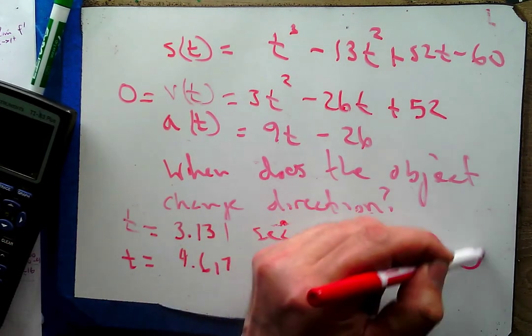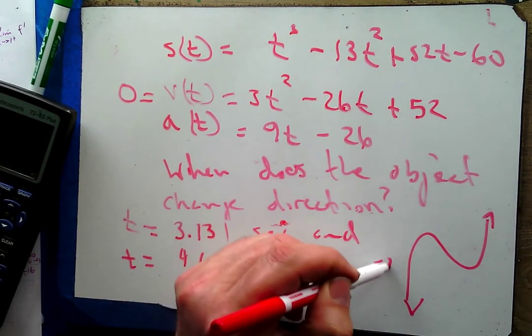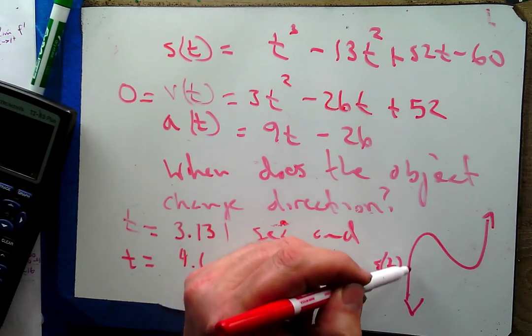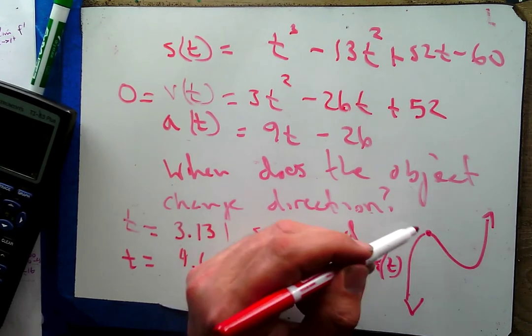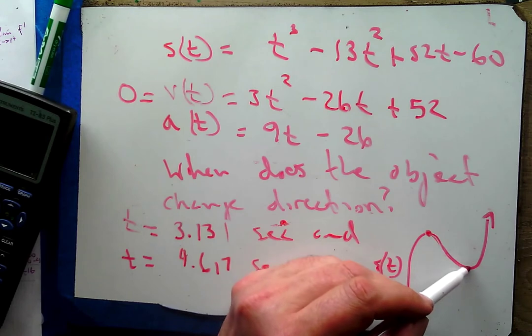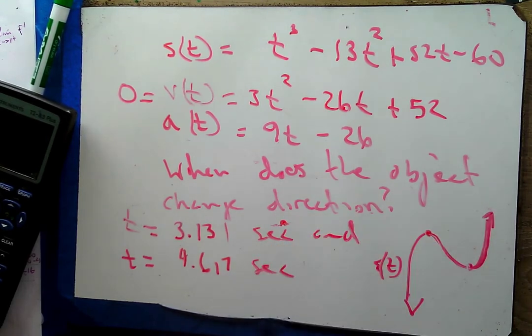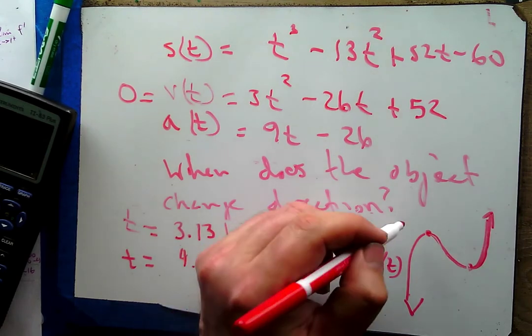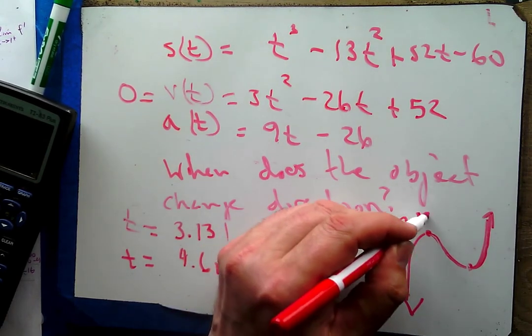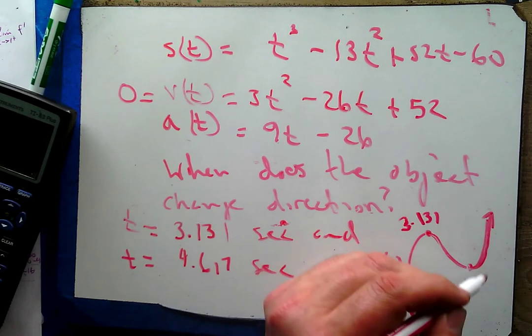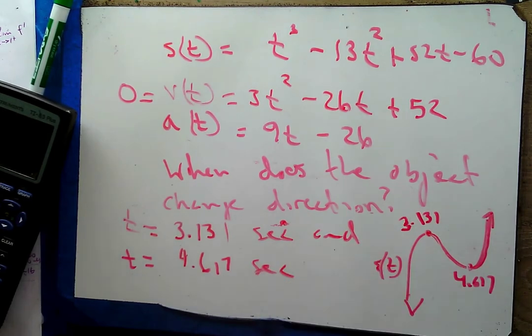If we look at this position function, I'm moving to the right, I'm moving to the right, I stop moving to the right, I move to the left, move to the left, stop moving to the left, move to the right, move to the right. So this is 3.131, and this is 4.617. So at those moments in time, the object changes direction.